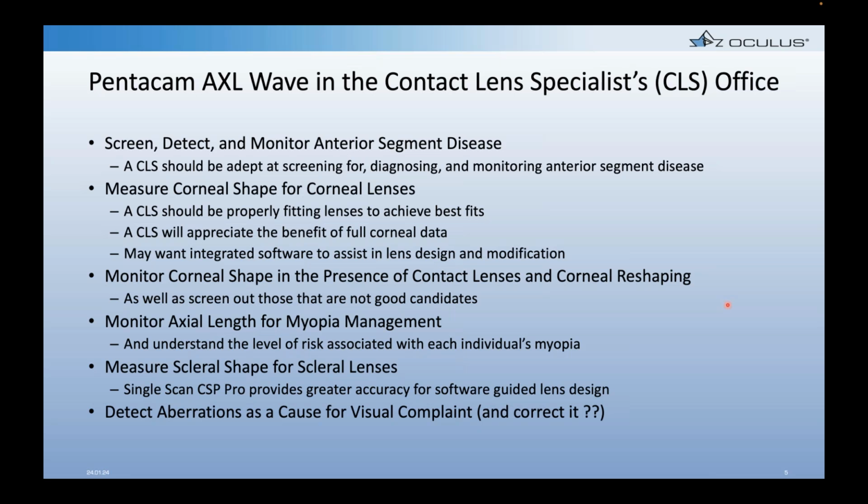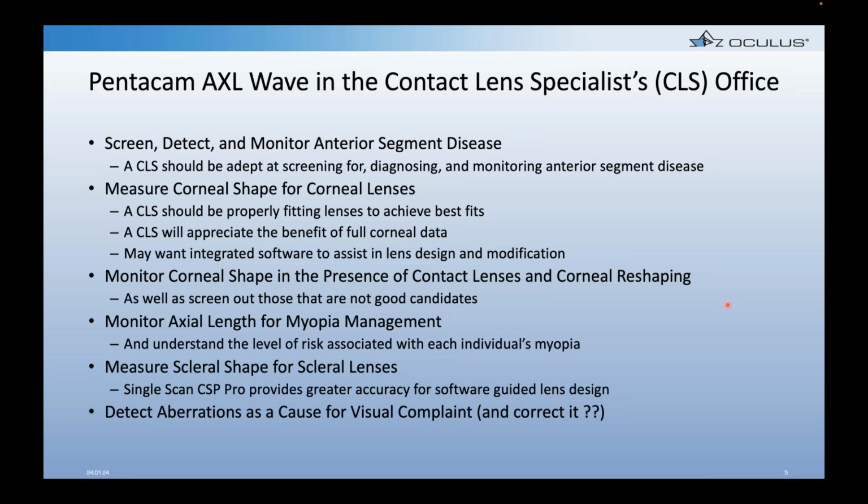We also will appreciate the benefit of getting full corneal data. Many of the placido-based systems that exist give us 8 to 10 millimeters of corneal data, whereas with Pentacam, we're going to reach to the limbus to get the full corneal data. And that will come in handy in trying to get the best possible fit as quickly as possible, especially if we're using integrated software. When our software can really understand the entire eye shape and it doesn't have to extrapolate that peripheral data, we're going to get better outcomes with our lenses more quickly.